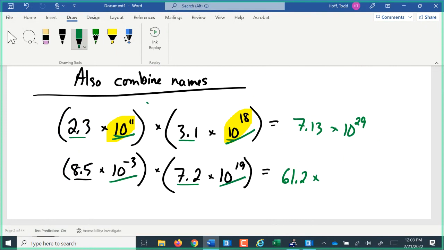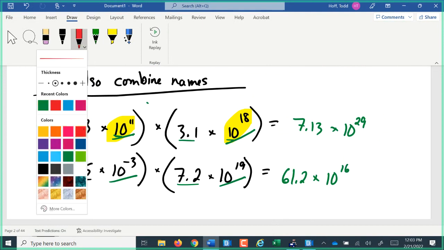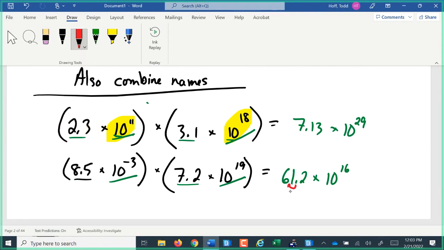We are adding powers. Negative 3 plus 19, positive 16. So that's 10 to the 16th. Get that down to only one digit in front of the decimal point. So we're going to have to move that again to be 6.12. Times 10 to the 16th, the number got smaller, the power gets larger. That'll become 10 to the 17th.